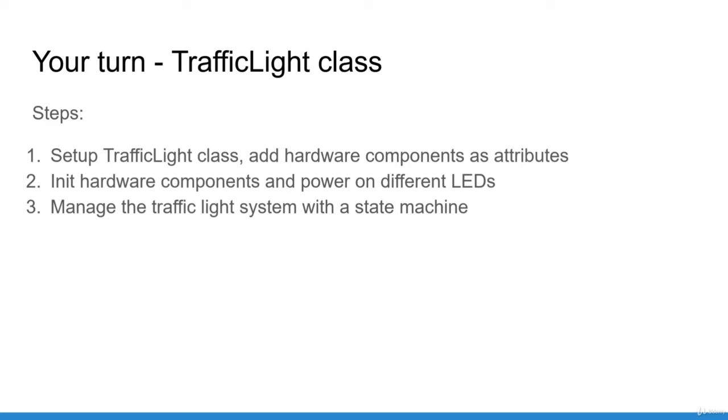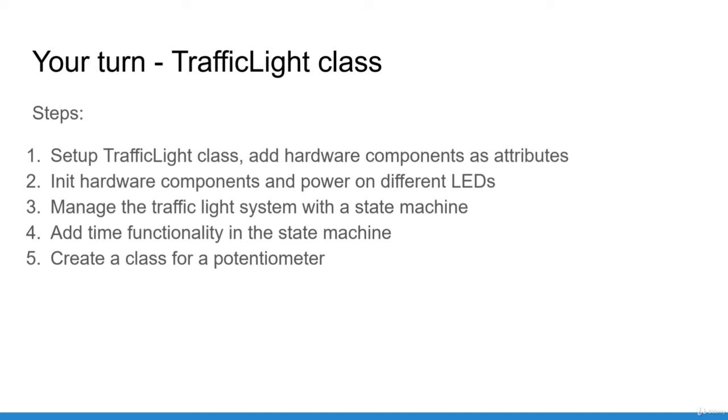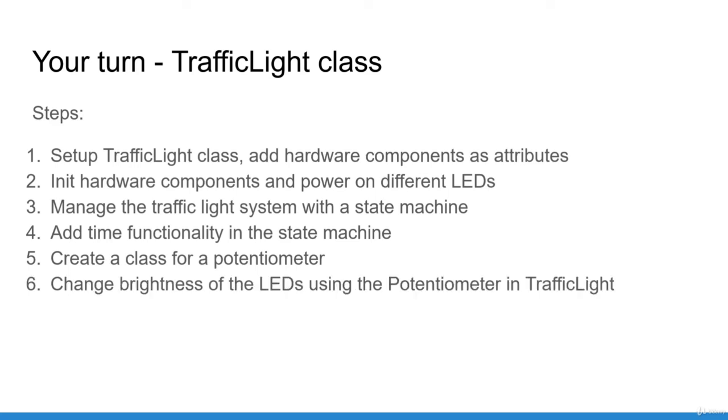And actually I'm going to break this step into 2 steps. First, initialize the state machine, and then add some time functionalities to be able to wait before making the transition from one state to the next one. After that, our traffic light system will be functional, and we will add a new class to handle the potentiometer. Finally, we will add the potentiometer class inside the traffic light class and make a few modifications in the LED class so we can modify the brightness of the LEDs while managing the traffic light system.